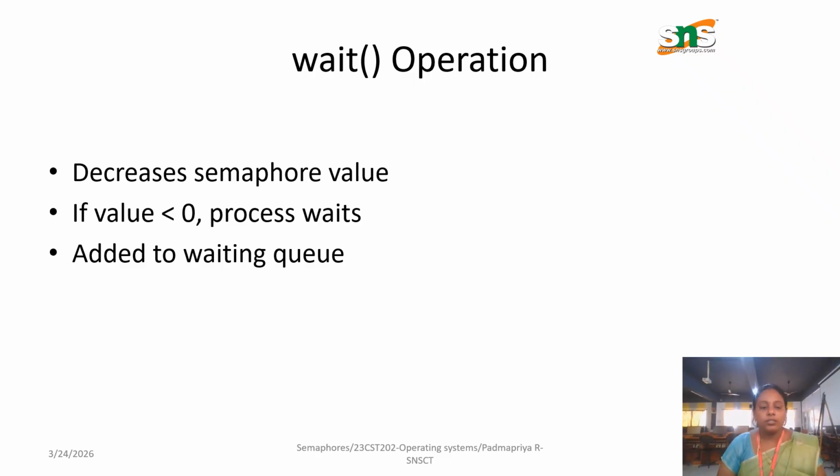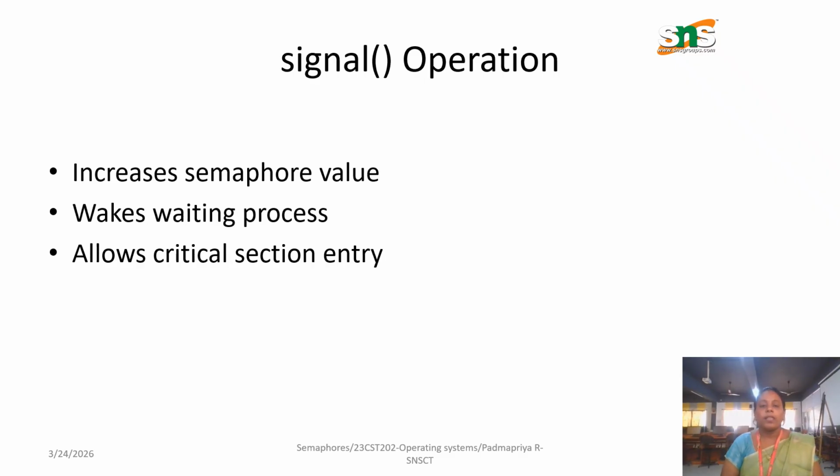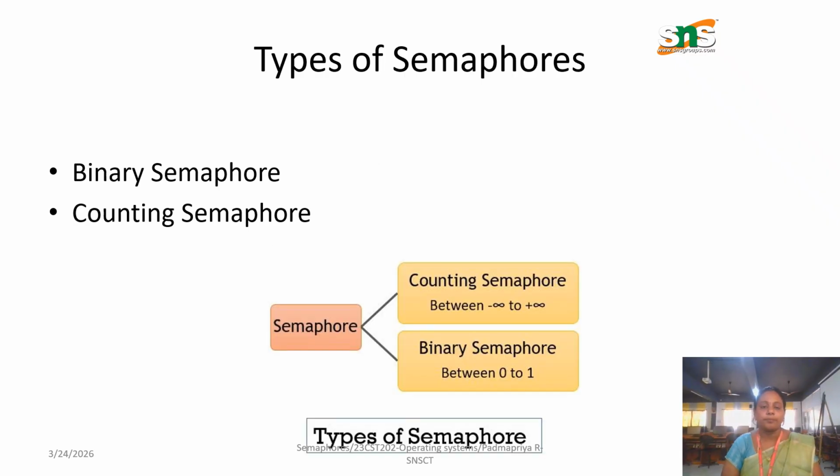The wait operation decreases the semaphore value. If the value is less than 0, the process should wait, added to the waiting queue. Signal increases the semaphore value. It wakes a waiting process and allows critical section entry. There are two types of semaphores: one is the binary semaphore, and the other is the counting semaphore.